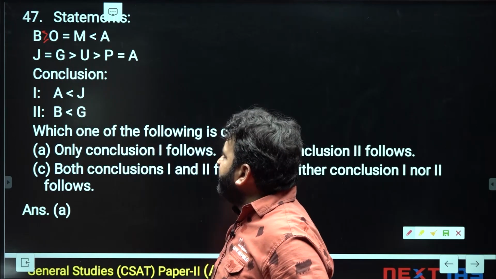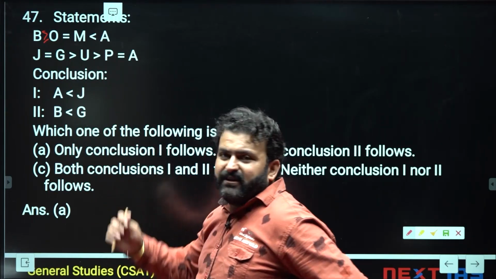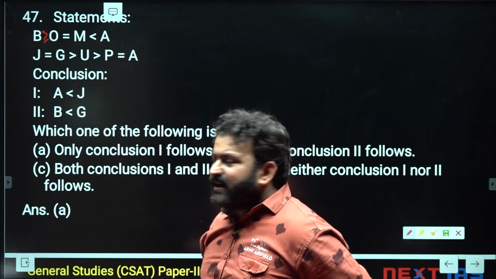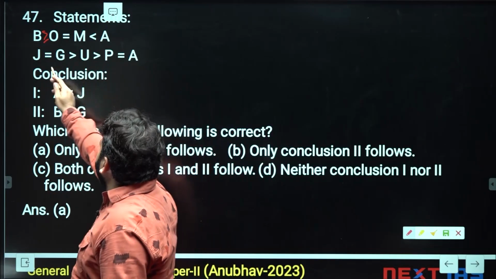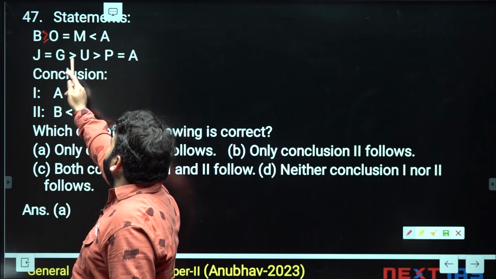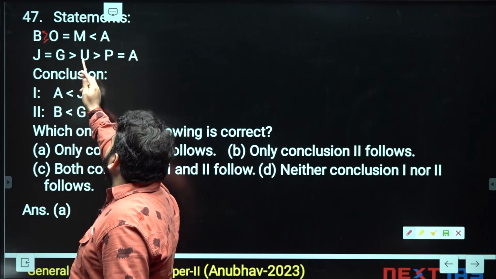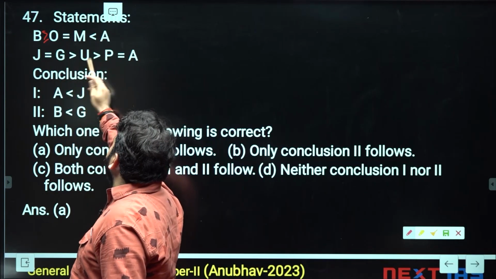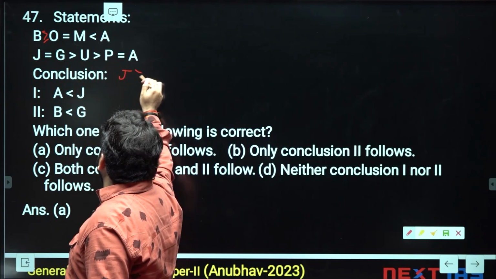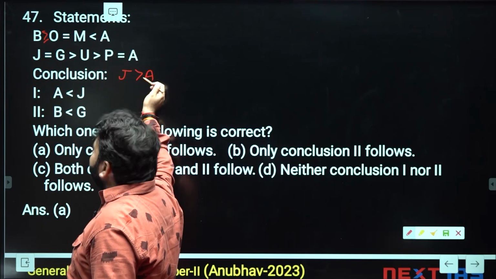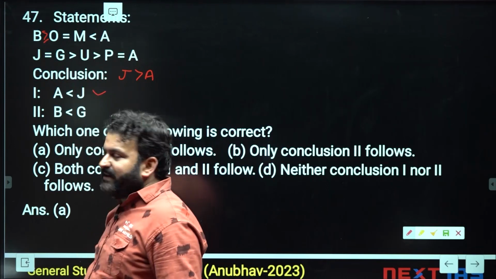Conclusion, 2 conclusions are given. First is a less than j, so we'll take that statement where a and j both are there. So now here second one, j is g greater than u, so j greater than u greater than p, so j greater than p, and p equals to a, so definitely j greater than a. So j greater than a means a less than j. Yes, first conclusion is valid.